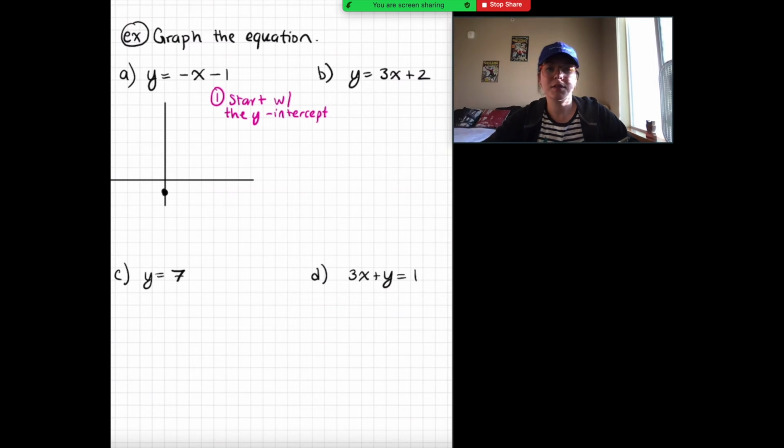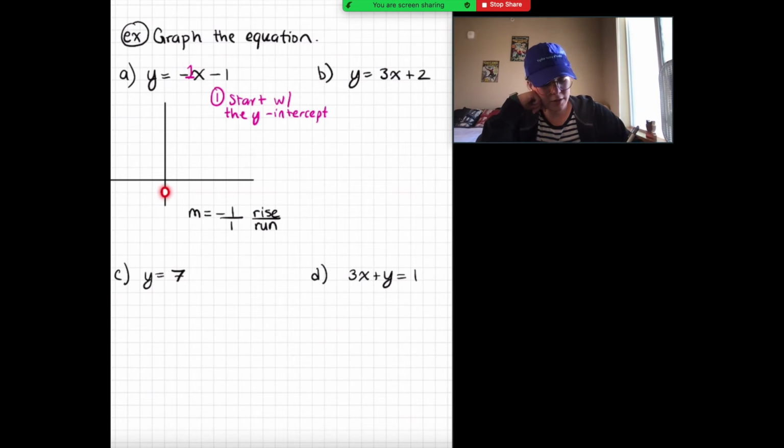Now, we can use our slope to graph other points to create a line. So our slope, remember, if there's a negative x, that implies that we have a -1 here. So our slope is -1. But -1 is technically -1 over 1. So our rise is -1 and our run is 1.